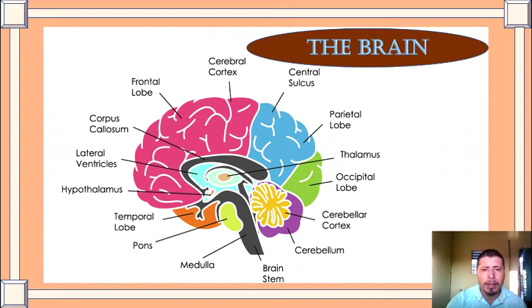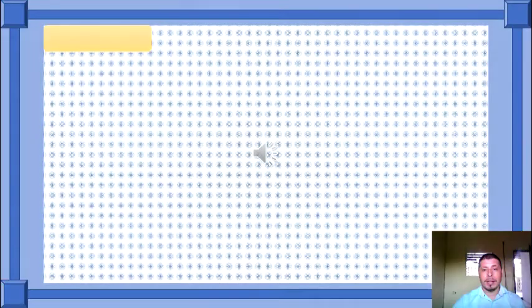At the same time, we have other parts of the brain: the medulla, the pons, the brainstem, the cerebellum, the cerebral cortex, the thalamus and the hypothalamus, and the central sulcus. All of them play a role, but the ones that play a role in linguistics are the Wernicke area and the Broca's area. So, without further ado, we'll continue with the topics mostly related with language.